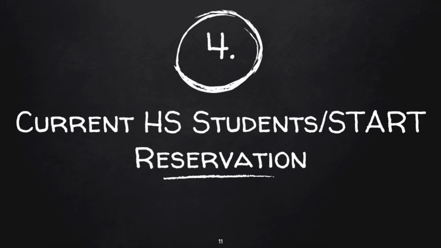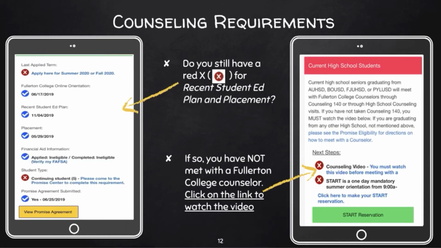After your checklist is complete, what do you do next? So if you refer back to your checklist and you still have a red X for recent student ed plan and placement, then you must watch the counseling video under Next Steps. At the end of the video, you will need to answer a few questions to make sure you understand the information. If you have a blue check mark on your checklist, then you have already met with an FC counselor through the Counseling 140 class dual enrollment, or through another counseling appointment, which means you do not have to watch the counseling video.